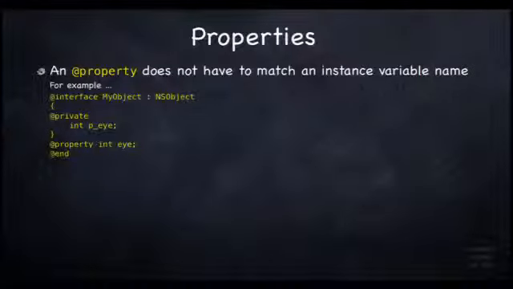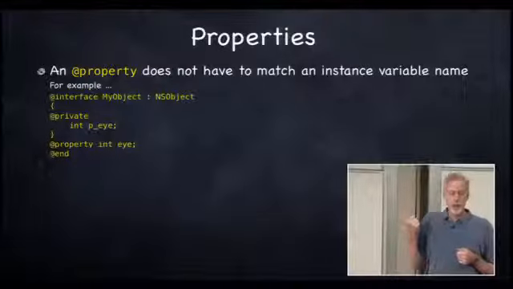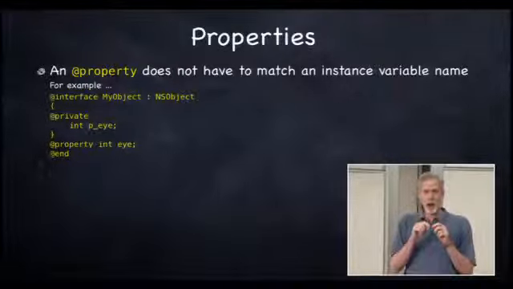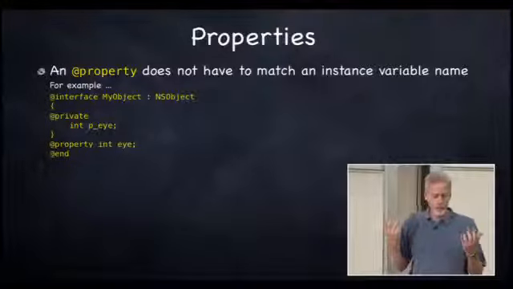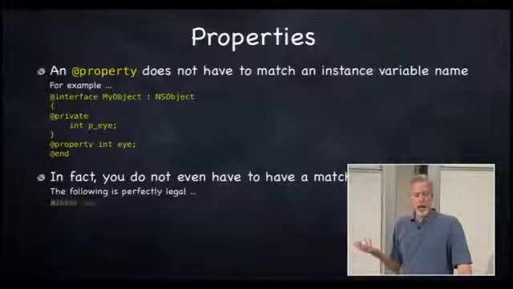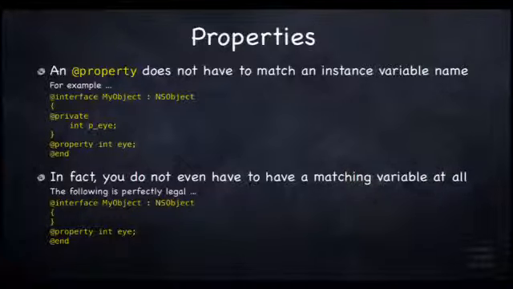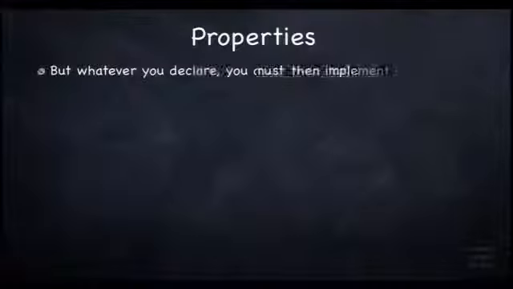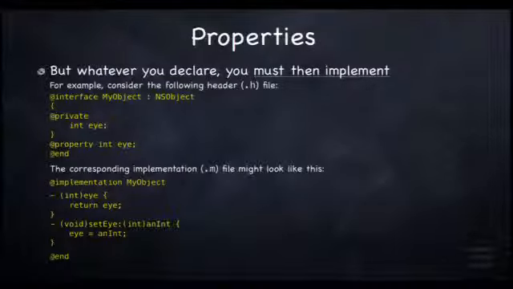Now, this @property thing, this is where you get to a little bit advanced usage, but it's important to note, it doesn't have to match the name of your instance variable. So for example, I've got an instance variable here, p underbar I, maybe that's private underbar I, maybe I put p underbar on my private instance variables, and yet my property is still called int I. Now, that turns out to be okay. In fact, you don't even need to have an instance variable. You can just do @property int I. So it's not really linked to the instance variable in terms of its declaration. But what's important, no matter how you do it, you have to implement what you say you're doing in your header file.